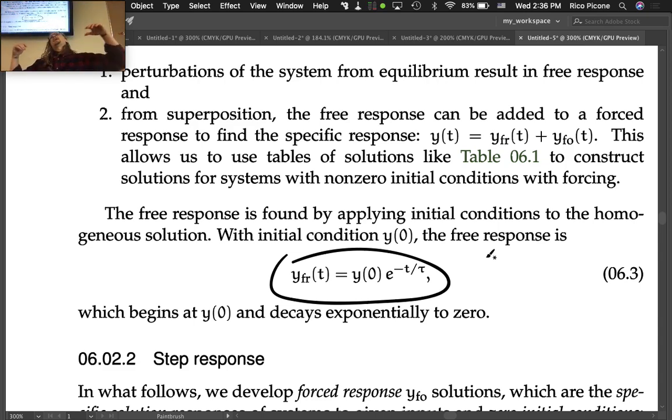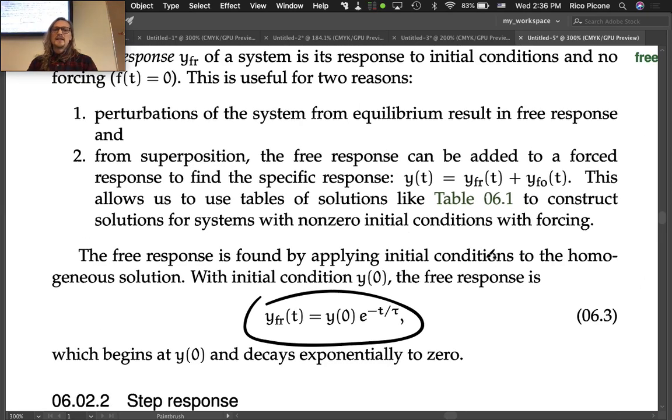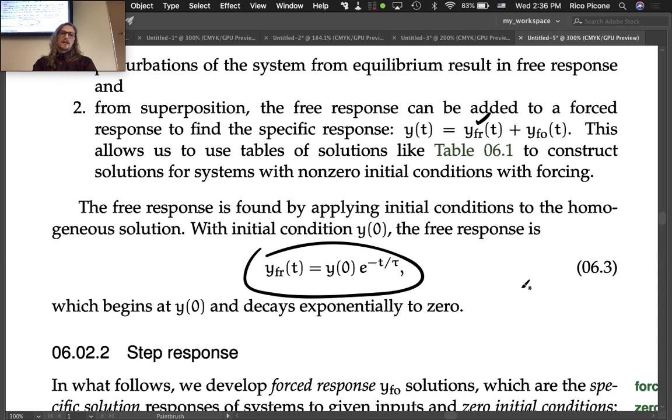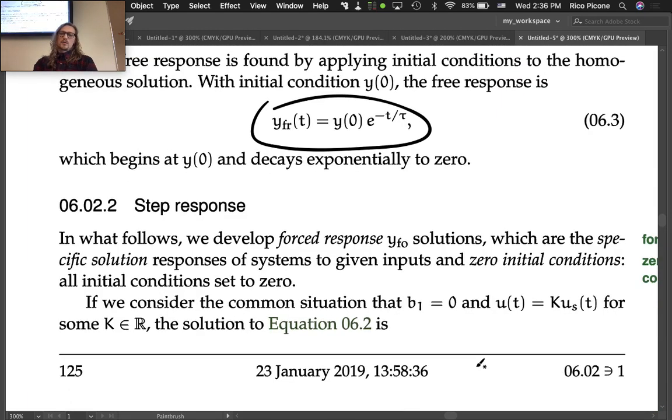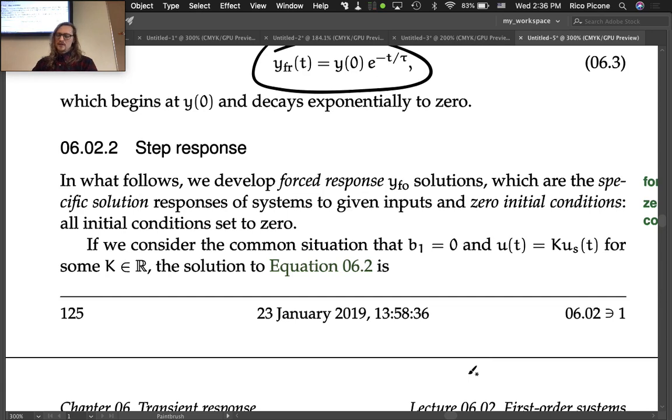Now we need to look at forced responses. We have this idea that we can take our free response, which we already have, equation 6.3, and sum it with the forced response, which we should find from the table, is my recommendation. That's what we're going to learn how to use. First we need to investigate how you construct these forced responses. Then we know that for any given problem, we can just sum up a forced response and a free response to get the specific response, as one thing to call it. So let's look at the step response.